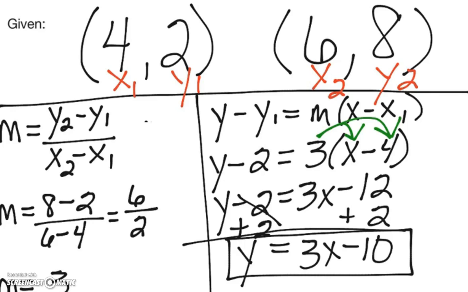Several students always want to know, does it matter whether I use my x1, y1 coordinates, or could I actually use my x2, y2 coordinates in this one? And the truth is that when you plug your numbers into our point-slope formula here, it doesn't matter which set of coordinates you use, as long as you use the same ordered pair for both your x1 and your y1.